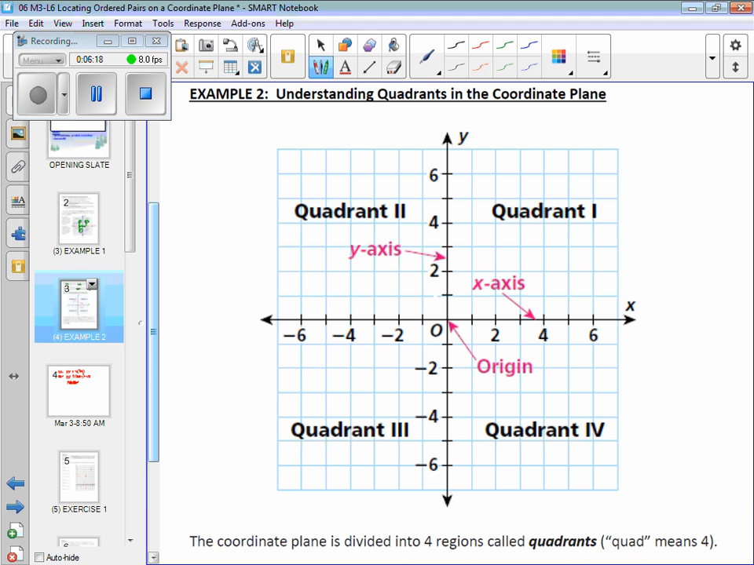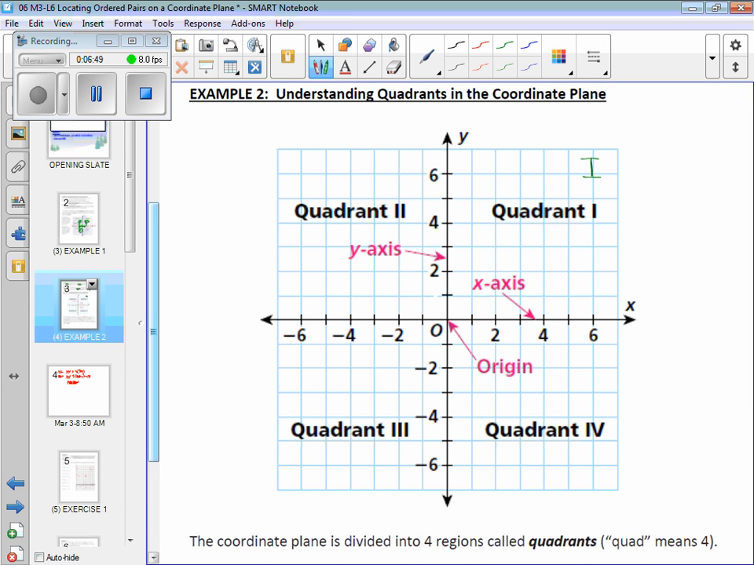Okay, example 2 is understanding the coordinate plane as it relates to something called quadrants. If you take your coordinate plane and you draw an x and a y axis, it divides everything up into four regions called quadrants. For the most part, the kids get that. It's knowing which quadrant's which that is a lot of times confused. So we always start in the upper right-hand corner, and we call that quadrant 1, given the Roman numeral 1.